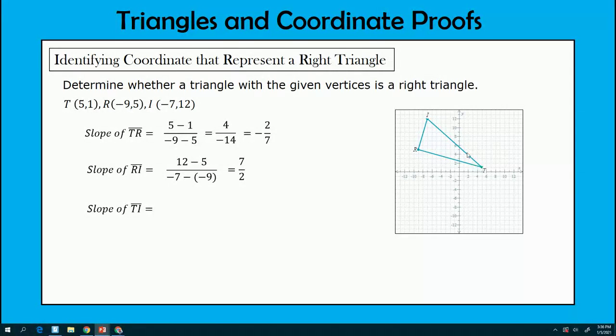And the slope of IT, again, difference in the y's over difference in the x's, 11 over negative 12. Remember, this is plus a negative 5, so that's negative 7 plus negative 5.